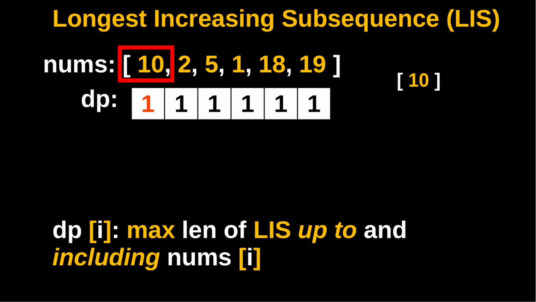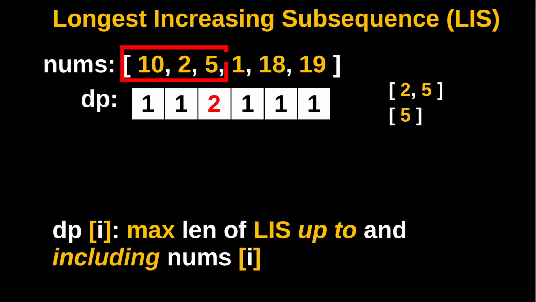Okay, let's take a look at the first element, the value 10. What's an increasing subsequence here? Well, we can only have this value, so it's 10. So the dp sub i is 1. Okay, let's look at this part of the array. What's the longest increasing subsequence here? We cannot make a longer increasing subsequence than just the 2 by itself.